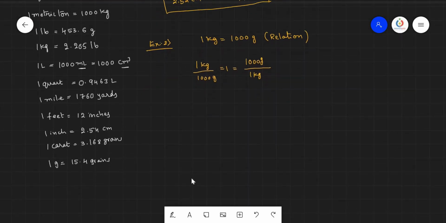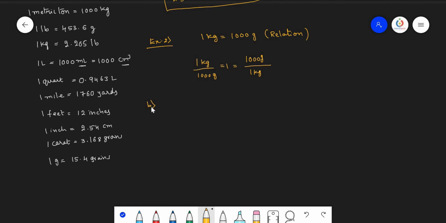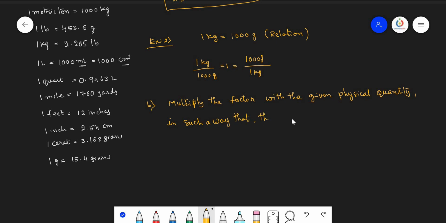Now let us see rule number 2. In the second rule, we have to multiply the factor with the given physical quantity, in such a way that the desired unit must be in the numerator.